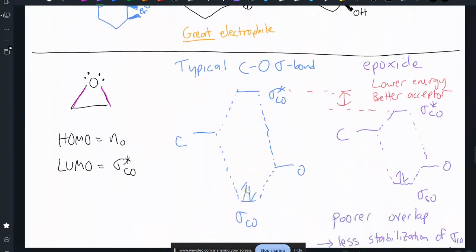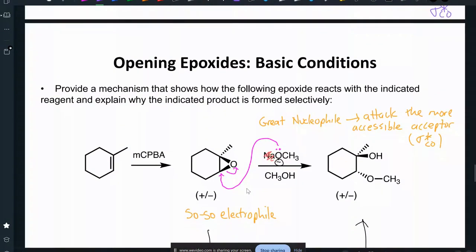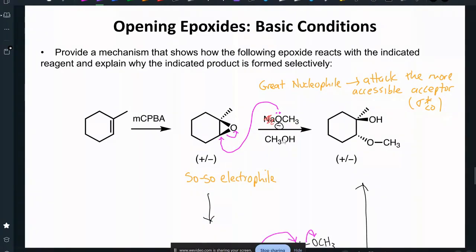All right, let's move on and talk about what happens under basic conditions. So here I'm going to react with essentially the same nucleophile, methanol, but in this case I have sodium methoxide. First thing I'm going to do is eliminate that spectator ion, the sodium plus ion, turn this into an anion methoxide, and I'm going to use that as a nucleophile.